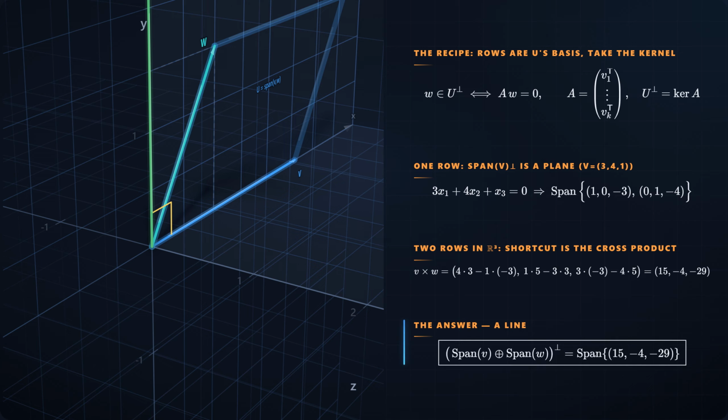And that single vector really is perpendicular to both. Check it. V dotted with it is 45 minus 16 minus 29, which is 0, and W gives 75 plus 12 minus 87, also 0. So the complement of that plane is the line it spans, and the dimensions check. 2 plus 1 makes 3. So, rows are the basis, the complement is the kernel, and in 3 dimensions a plane's complement is just one cross product away.